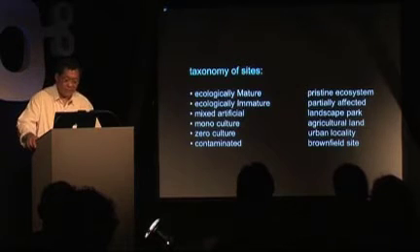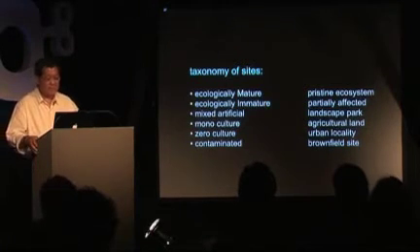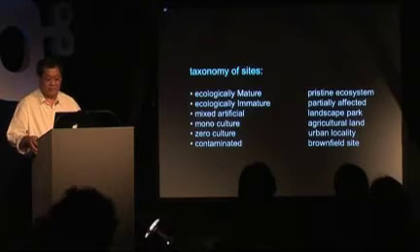So I started to develop what I call a taxonomy of sites. When I look at a site for the first time, I ask myself whether it's an ecologically mature site, an ecologically immature site, a mixed artificial, monoculture, zero culture, or contaminated site. Ecologically mature sites are like a pristine ecosystem, like a rainforest or a pine tree forest, which have not been affected by human beings.